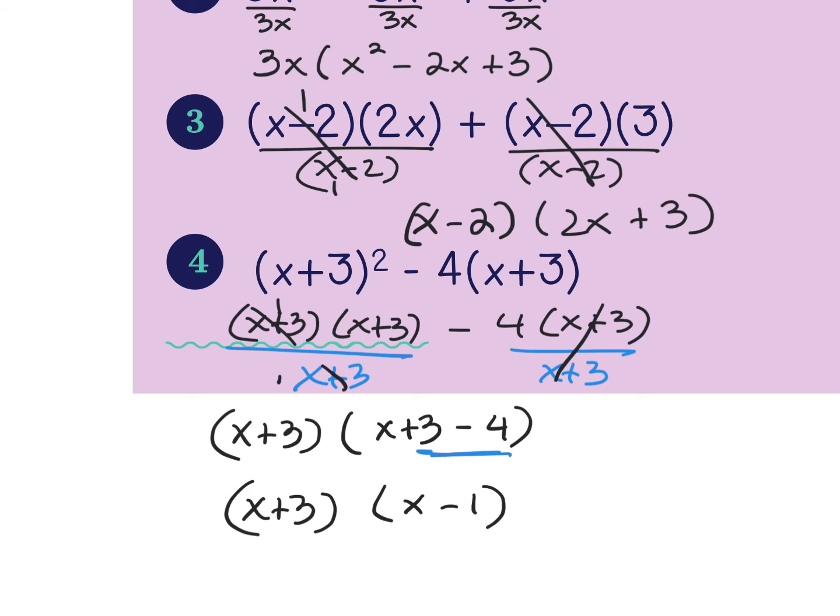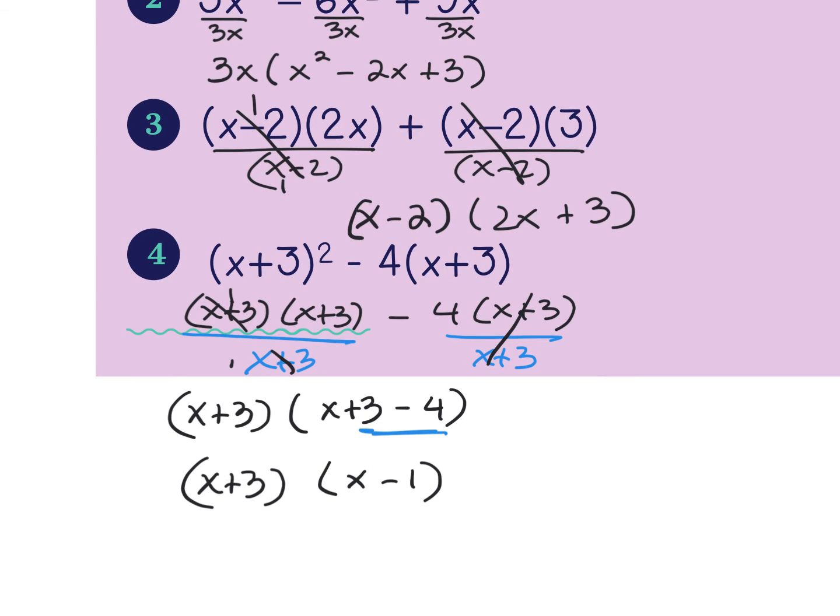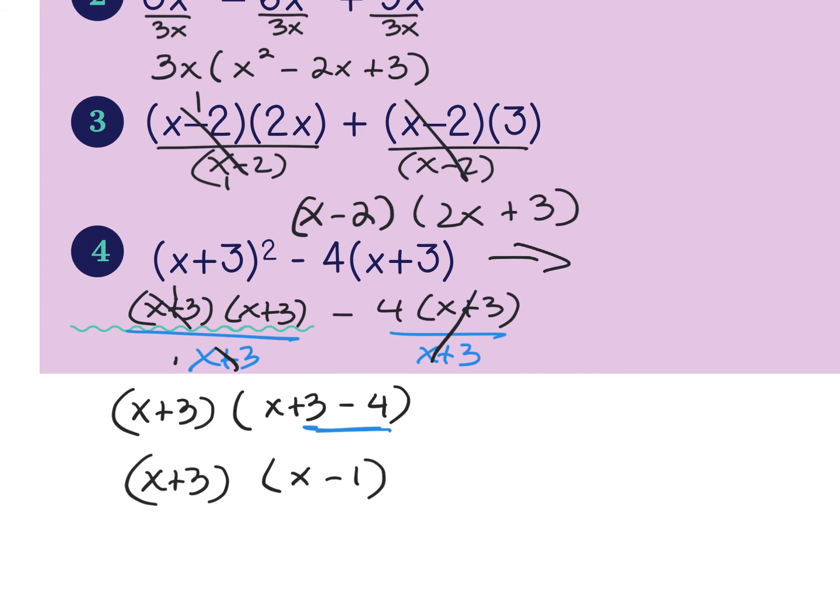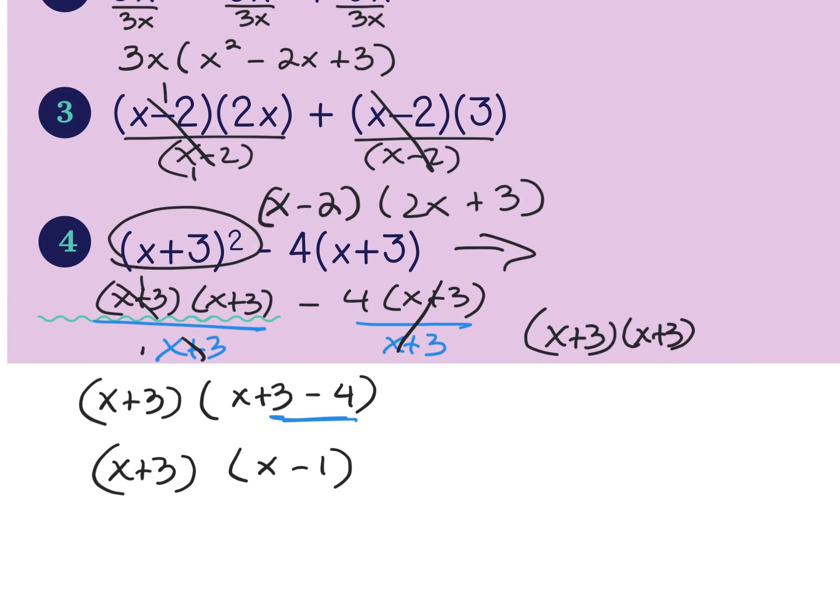Yes? How did you get the x plus 3 and then the minus 4? 3 minus 4? Okay, so what I did was, so again, just to show you again, this problem, this right here is really x plus 3 times x plus 3, the x plus 3 squared. And then over here, I'm just leaving 4 times x plus 3. All right, so what I'm looking for is what do they both have in common? And they both have an x plus 3. That's my greatest common factor.